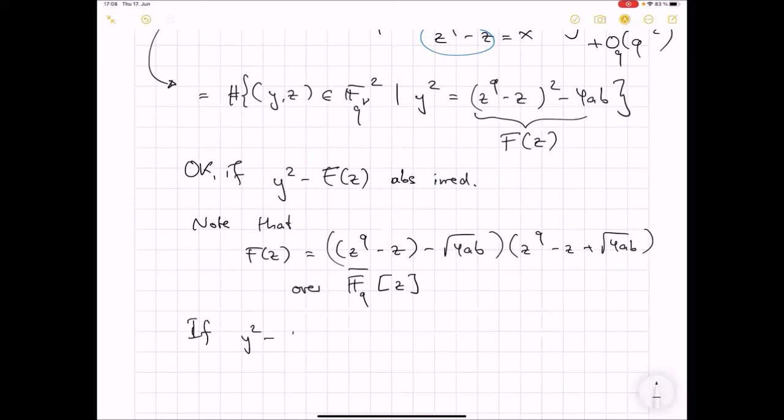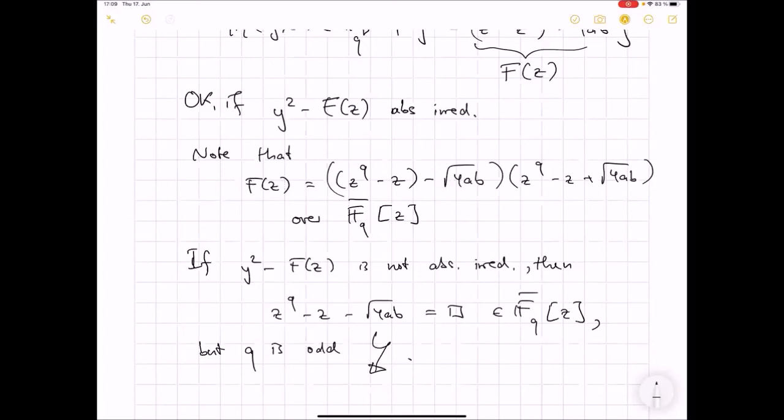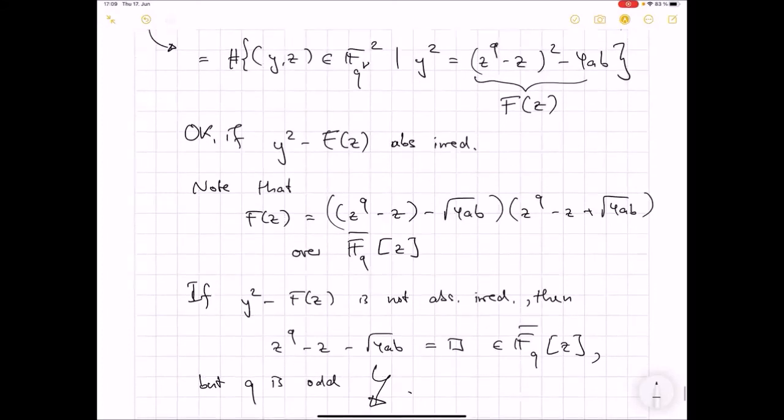So if y squared minus f is not absolutely irreducible, then each factor must be a square. Then z^q minus z minus square root of 4ab is a square. Well, but this is not very likely to be true, because q is odd, and a square should have even degree. But q is odd. Contradiction. Okay, so that's the proof for closed Riemann sums.